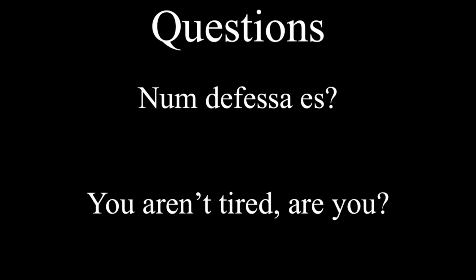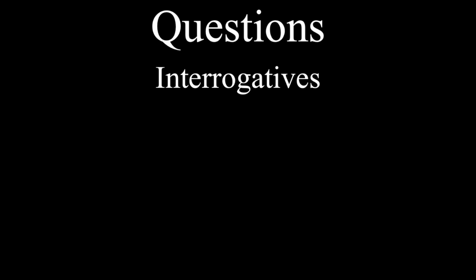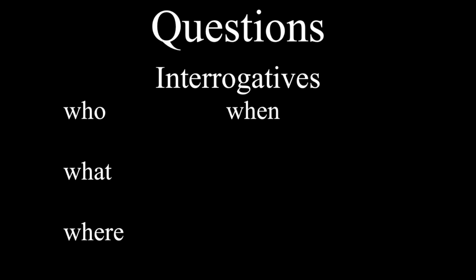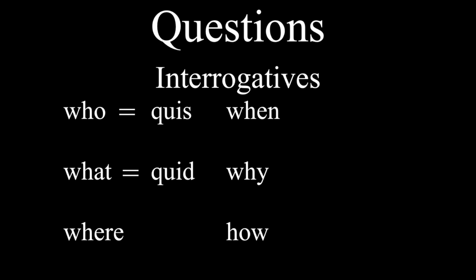Alright, that's how you ask basic yes and no questions in Latin, but we're not done yet. So some questions will begin with an interrogative. An interrogative is just a word that indicates a question simply by its inclusion. The most common ones in English are who, what, where, when, why, and how. The most common Latin equivalents of these words would be quis and quid for who and what.